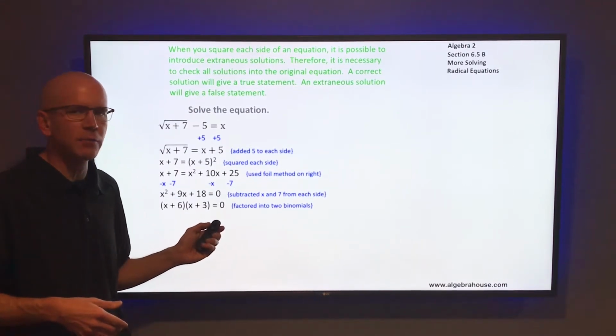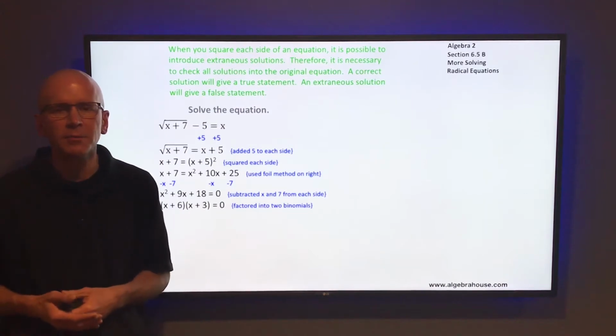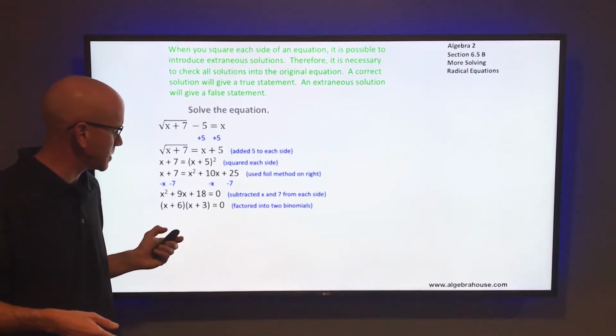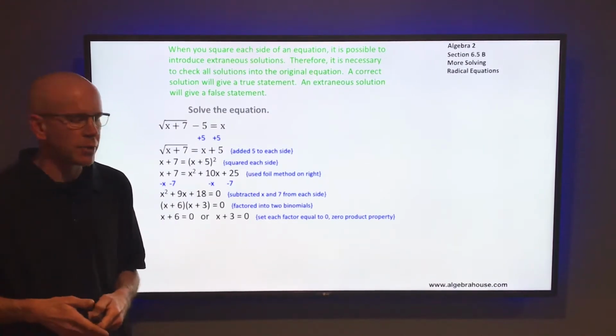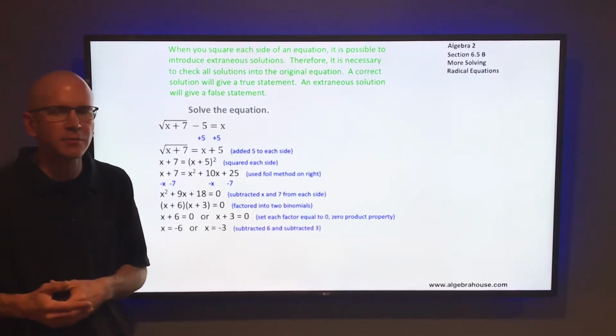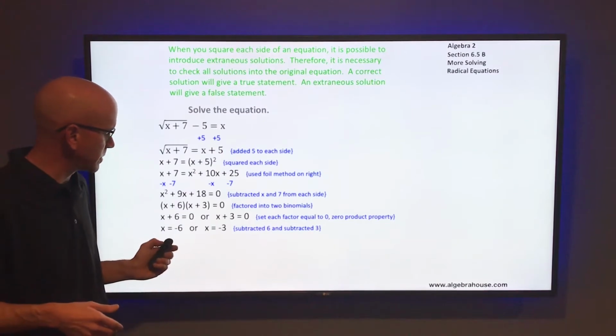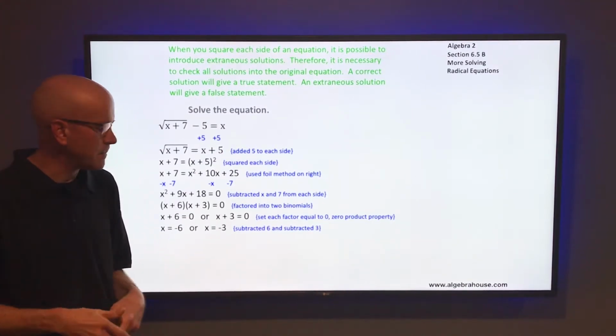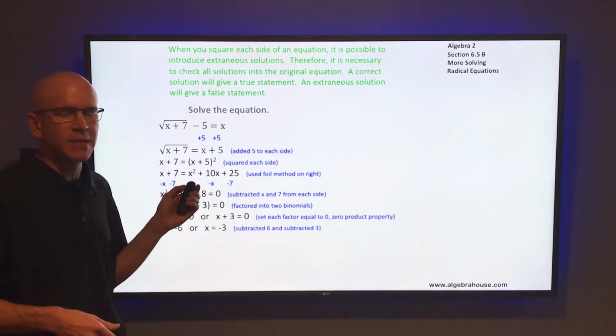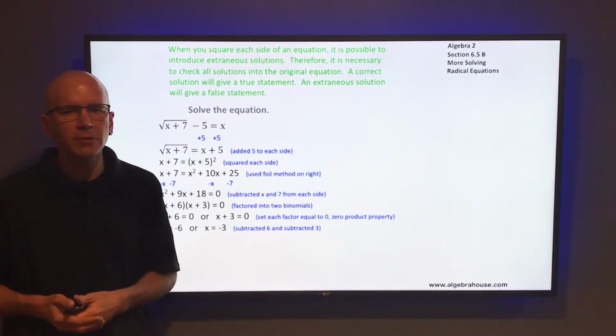These two multiply together to equal 0, so that means either one of those could be equal to 0. So set x plus 6 equal to 0 and x plus 3 equal to 0. Then solve those two equations for x. For the first one, subtract 6 from each side, and you get x equals negative 6. For the second one, subtract 3 from each side, and you get x equals negative 3. Now we did square both sides as we're working through this, so we may have introduced an extraneous solution.